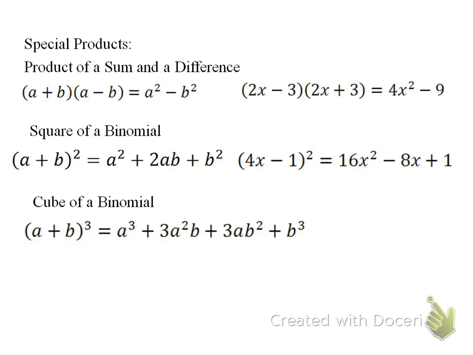Now, these are the new ones. You probably haven't seen these yet. The cube of a binomial. If you have a binomial cubed, it's the first term cubed plus 3 times the first one squared times the second one plus 3 times the first one times the second one squared, and then plus the second term cubed.